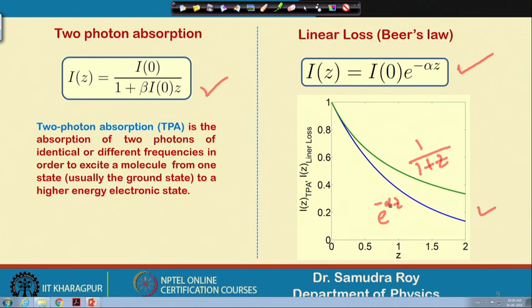This is a schematic, just to show the idea of how these two decays will look. It is the exponential decay, e to the power minus z, and this decay is 1 divided by 1 plus z. This is the form of the decay. In both cases, if I increase z, the value is going to decay, but the nature of the decay is not the same. Exponential decay will decay faster with this form, whereas in the other form, the two-photon absorption form, the decay will be there, but not as steep as the exponential.